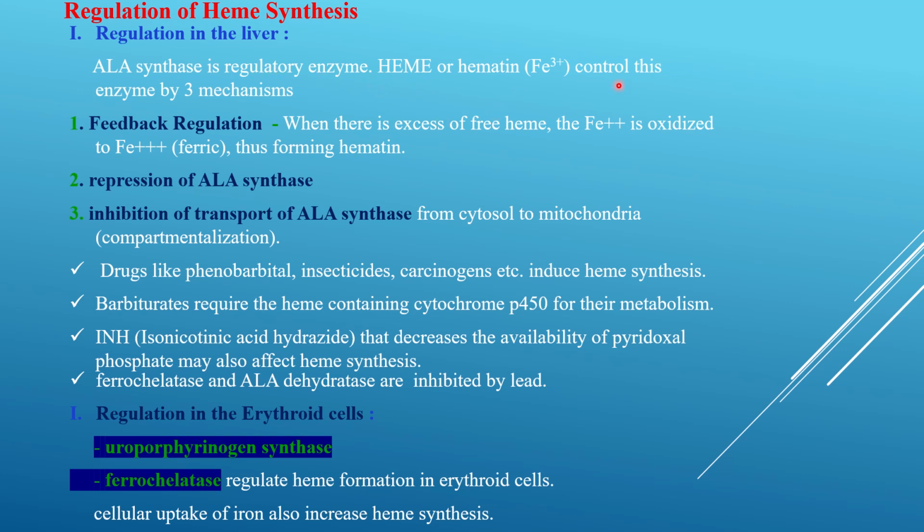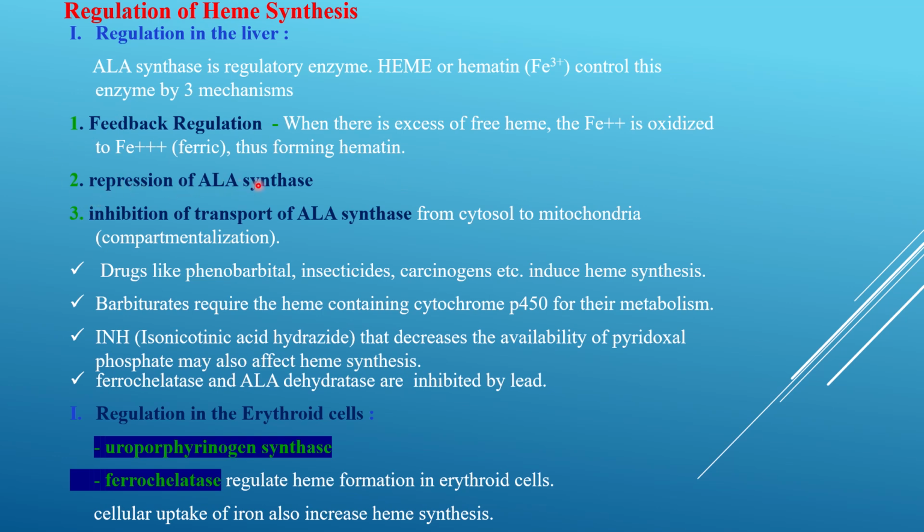The heme or hematin controls this enzyme by 3 mechanisms. Heme is the final product in the biosynthetic pathway. So if the amount of heme is sufficient, then through feedback regulation it will inhibit ALA synthase. So number 1 is feedback regulation. When there is an excess of free heme, the iron in the 2 plus state is oxidized to the ferric state, converting the heme into hematin, which has lost the capacity to transport oxygen.